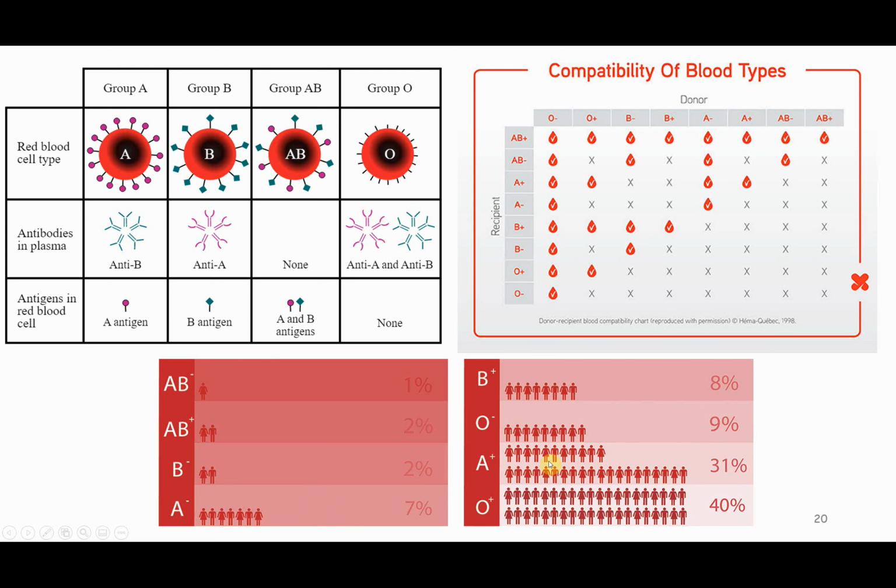What's also interesting when you look at blood types is the commonness of the different blood types. The good news is the vast majority of the population is O, and so they are able to donate to anyone. The next most common is the A.